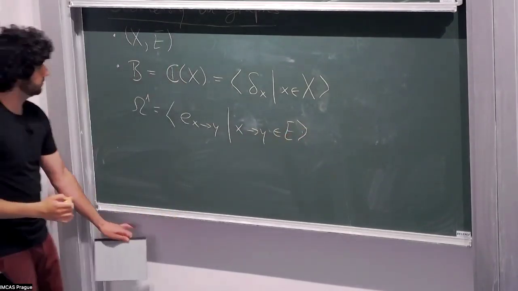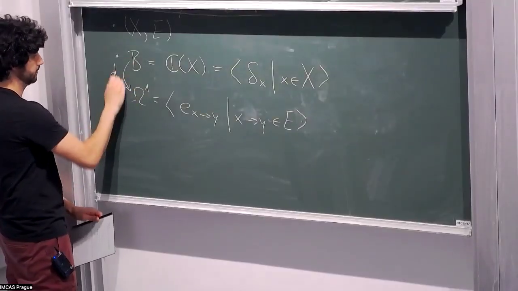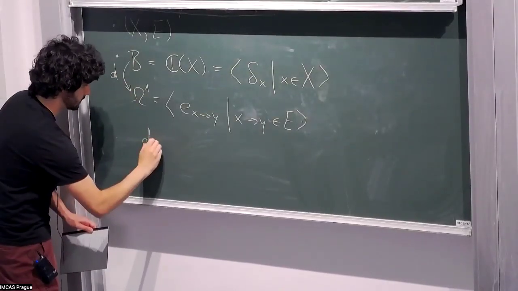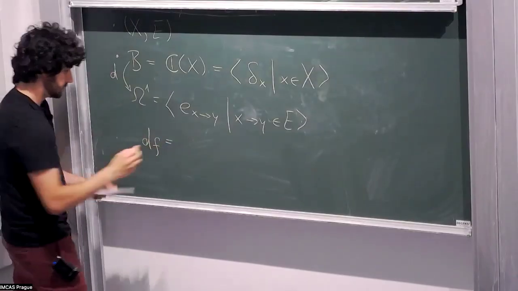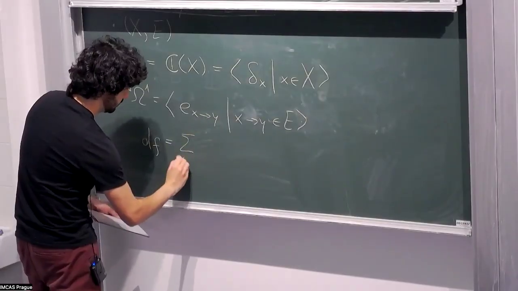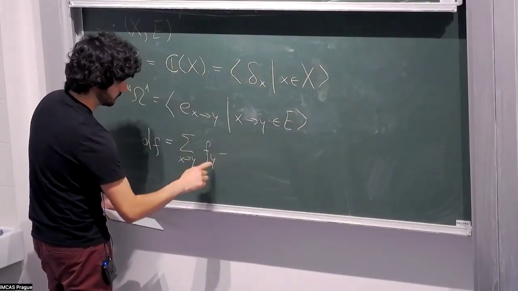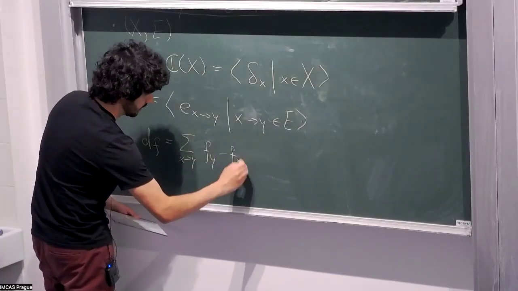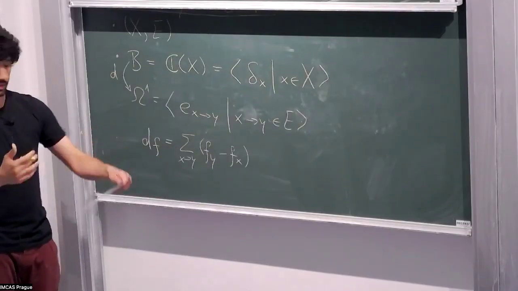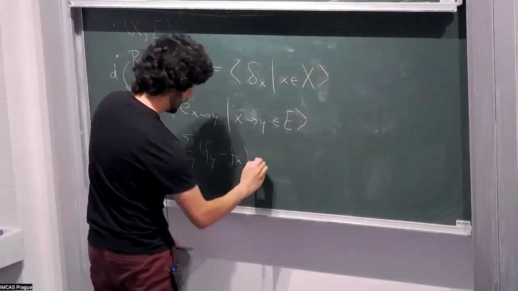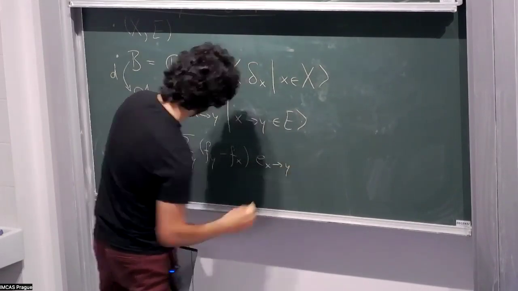And the differential going from B to omega 1. Here we would just write that df, for f a function in B, is a sum over all arrows of f evaluated at the target minus f evaluated at x. So here we're just looking at the difference between these two points, along the edge e from x going to y.